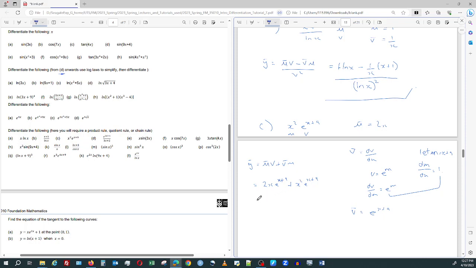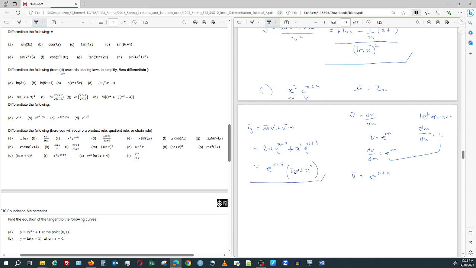Now you can take out anything across the plus sign that's common. In this case it's this whole expression, so we can draw that out the front as e to the x plus 9 and put a bracket. What makes this term 2x? What makes this term x squared? So that's your final y dash using the chain rule. How exciting. Okay.